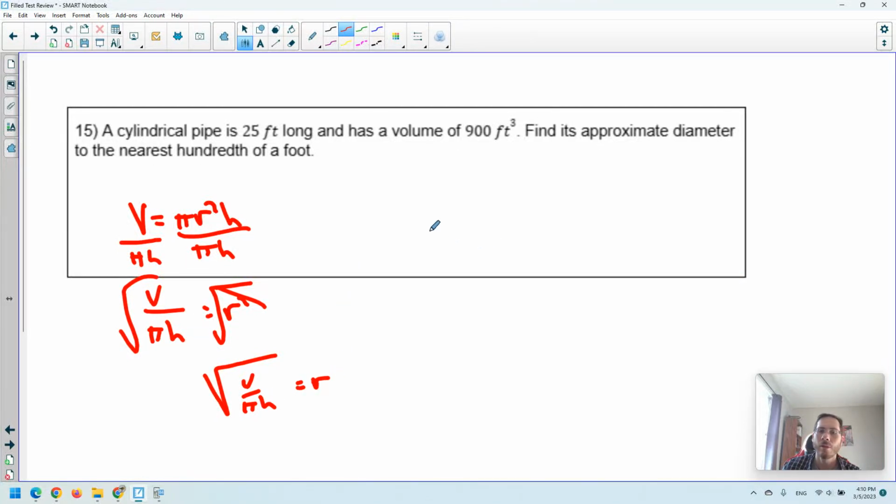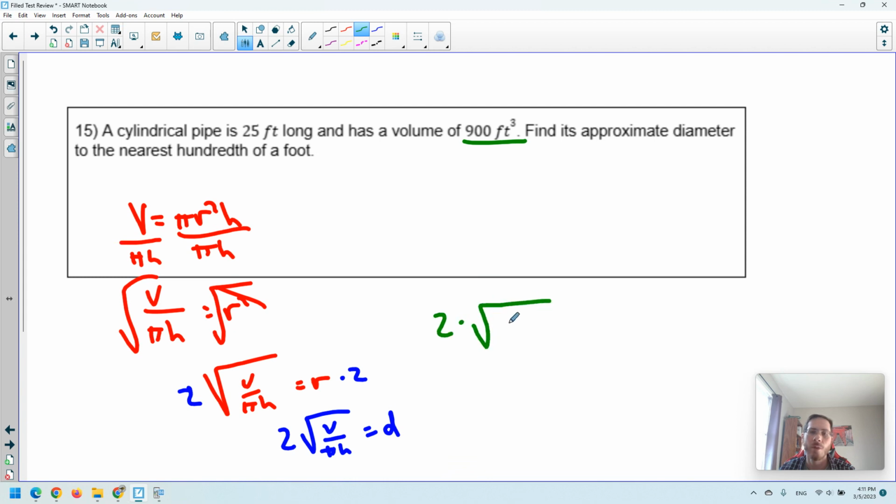But to get the diameter, what I need to do is multiply by 2. So multiply both sides by 2. So 2 square root v over pi h equals the diameter. All right, at this point, now I can put in the volume. So 2 times the square root of 900 over pi, and I can put in the height. In this case, the height is how long it is, because if we were to stand the pipe up on its side, remember, our height would just look like this. So that's how long the actual pipe is.